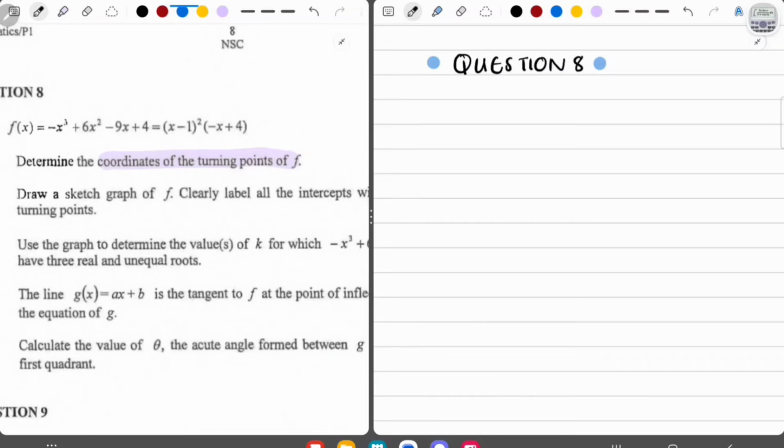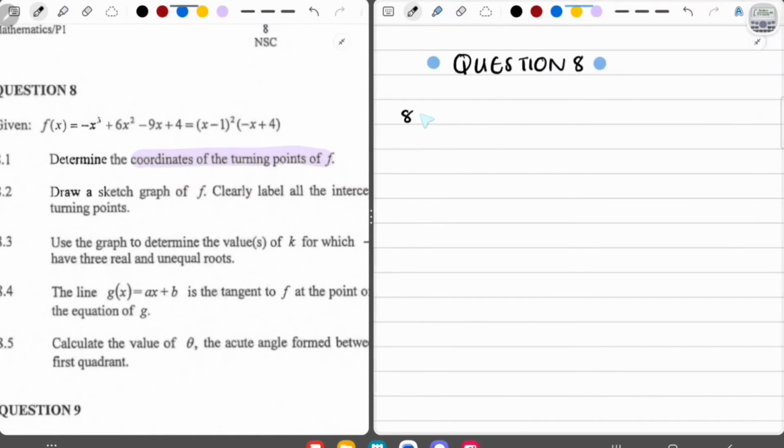Okay, we just determined the turning points, or rather the x values, in question 7. So we now know how to do that here. Okay, so 8.1, to determine the turning point, you derive the function first. So that is negative 1 times 3, which is negative 3x. Then subtract a 1 from that 3, which is 2. Okay, and then we have positive 6 times 2, which is positive 12x. Subtract a 1 from that 2, which is 1. I don't have to write that. Then negative 9. And of course, the x falls away because it gets raised to the power of 0, which becomes 1, which multiplies to the negative 9.